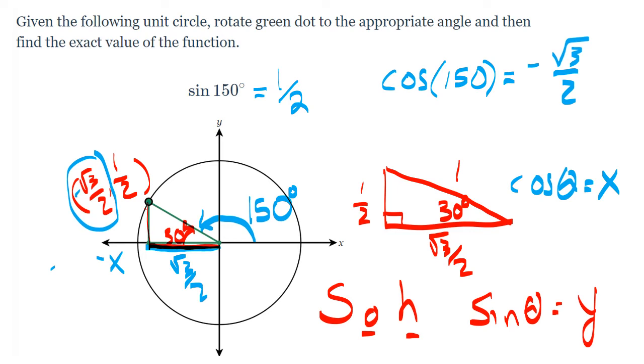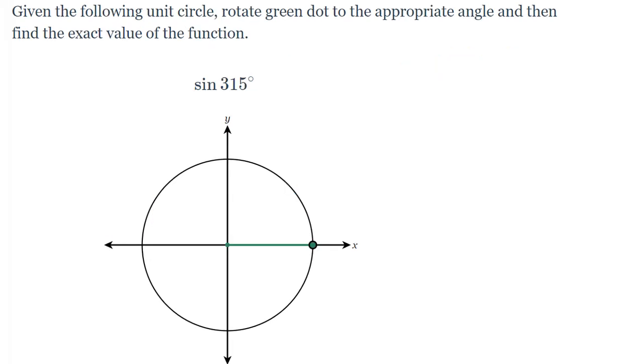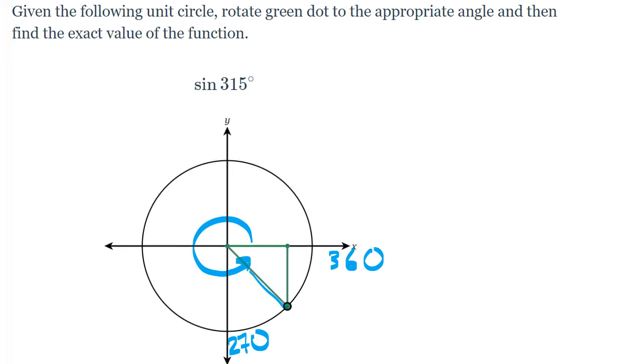Let's do another example. All right, sine of 315 degrees. We've got 270 down here, 360 all the way around. So I need to drag this all the way around to, I think it's going to be right there in the middle. 45 degrees past 270 or 45 degrees back from 360. You do that, there's your angle right there. All right, I'm going to erase this.